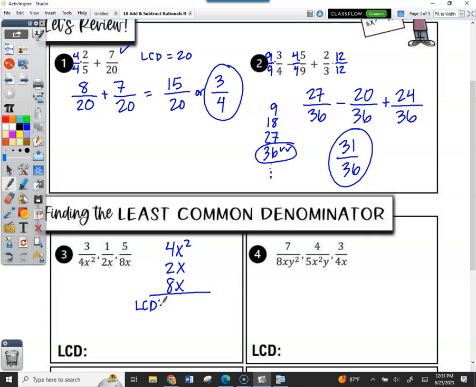This is going to help you see that visual. Okay, I've got 4, 2, and 8. And you can work with this.